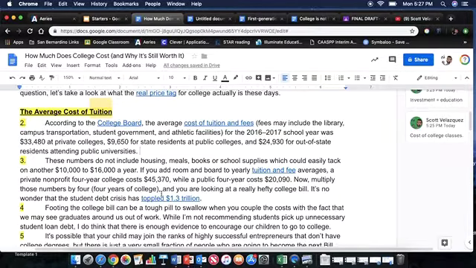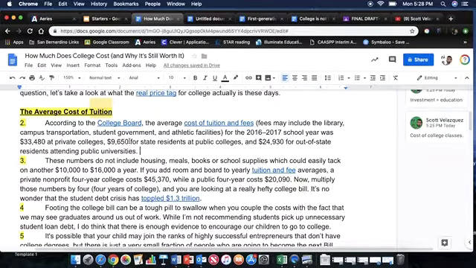Paragraph 3. These numbers do not include housing, meals, books, or school supplies, which could easily tack on another $10,000 to $16,000 a year. If you add room and board to yearly tuition and fee averages, a private nonprofit four-year college costs $45,370, while a public four-year costs $20,000. So let's review. If you went to Cal State San Bernardino for $9,000, that only includes your classes. That doesn't include anything else.